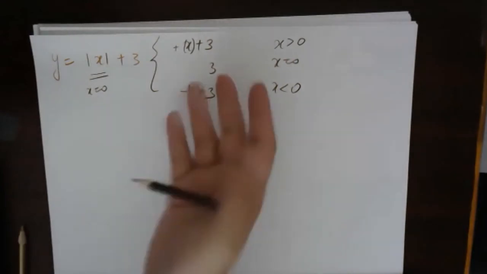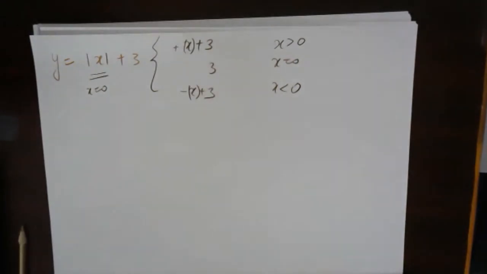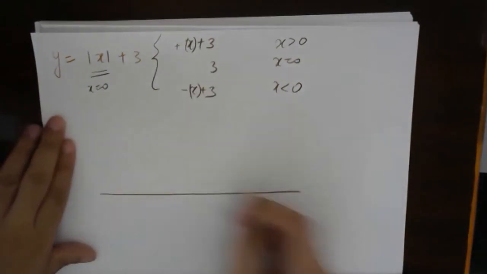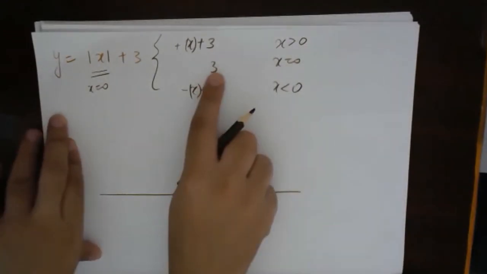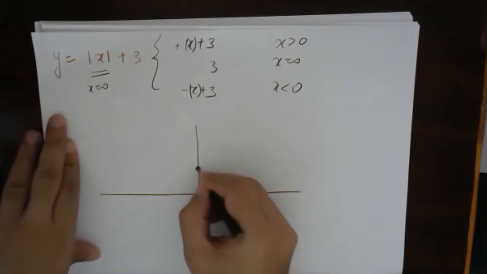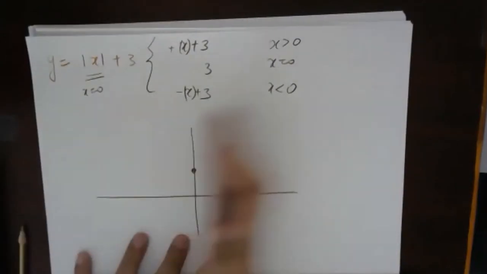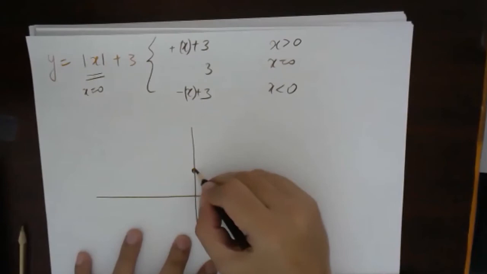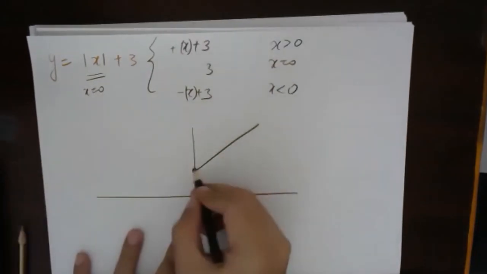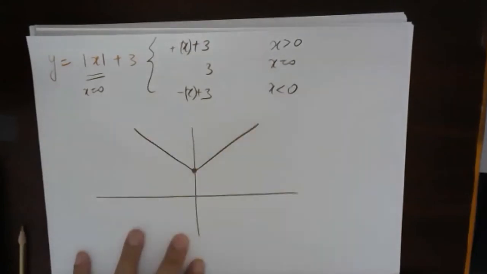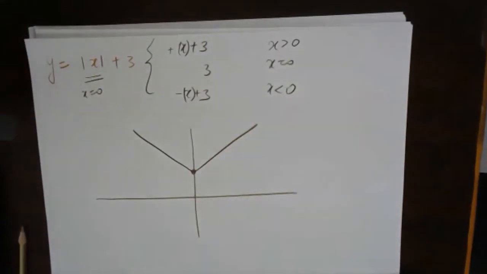Now the next part is, we just have to draw the graph. We have the x-axis and y-axis. First, at x is equal to 0, y is equal to 3. On the right side, it is x plus 3, and on the left side it is minus x plus 3. So the graph will be something simple like that. Very simple. Just check it. If you are getting it correct, then it is very good.